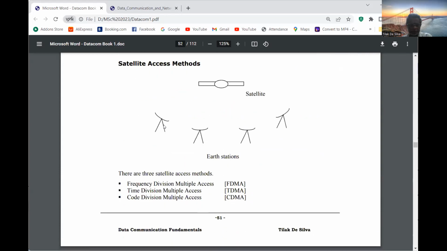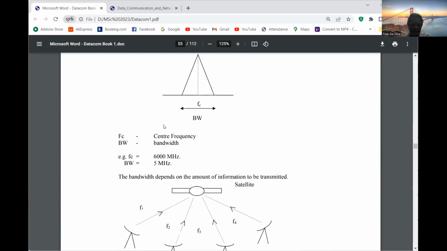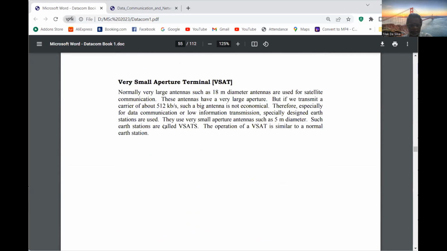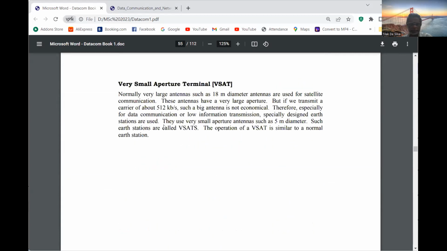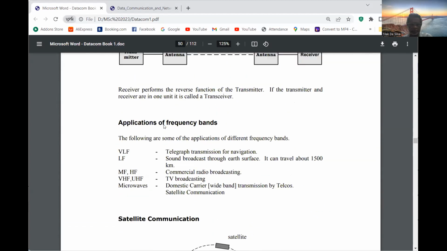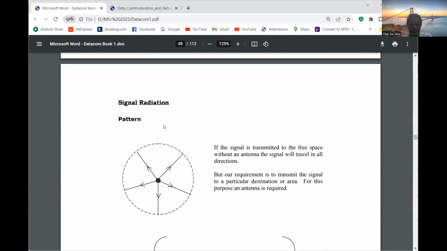I'm not going to touch on the satellite. In the frequency bands, different frequency bands are there. I'll explain those frequency bands.